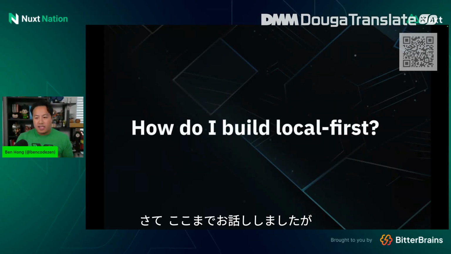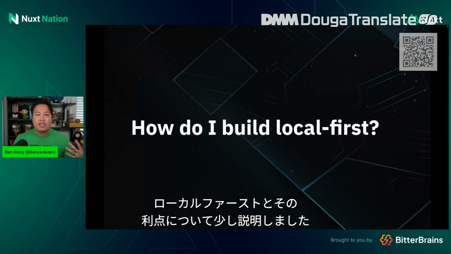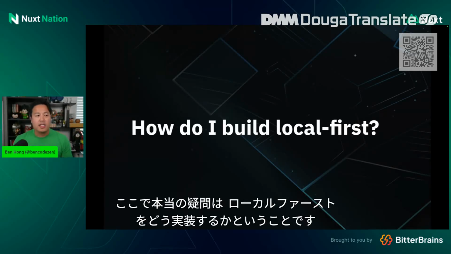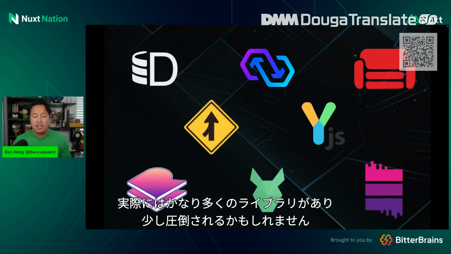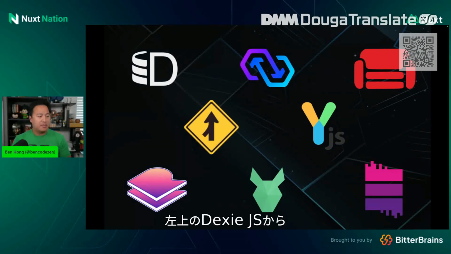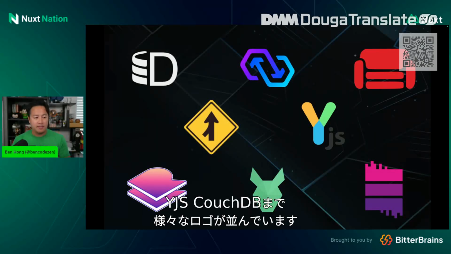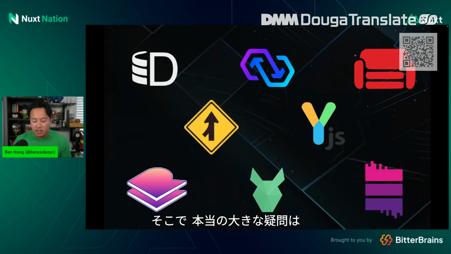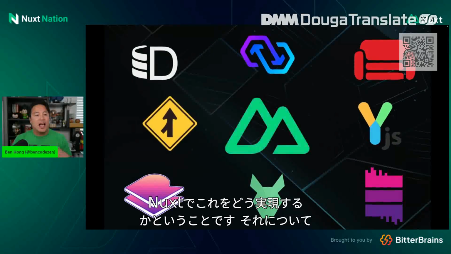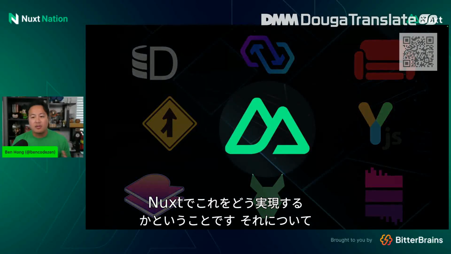Now, of course, all this said and done, now we've done a little bit of a primer on local first and its benefits. The real question here is obviously, how do I build for local first? And if you're jumping into this, there's actually quite a few libraries and stuff. It can be a little bit overwhelming. And so here we have a bunch of different logos from Dexie.js on the upper left to YJS, CouchDB. We got a lot going on here. And so it can be a bit to filter through, but we're here at Nuxt Nation. So of course, the really big question is, how do we do this with Nuxt? And that's what we'll be talking about.